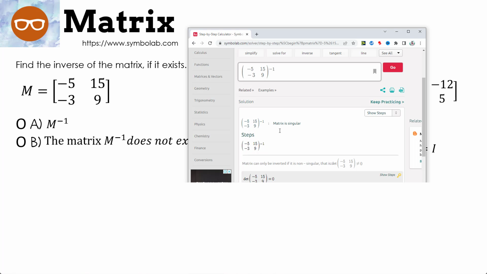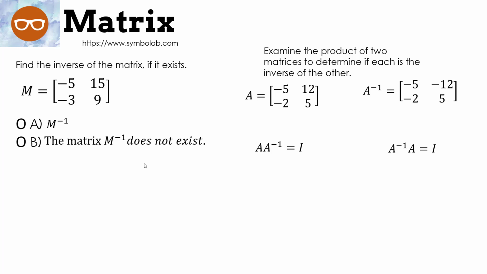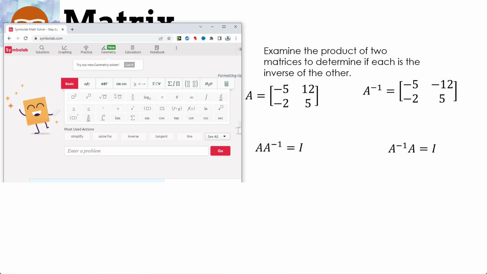Look at that. It tells us the matrix is a singular matrix. That means the matrix M inverse does not exist. Cool. Let's look at the second one.